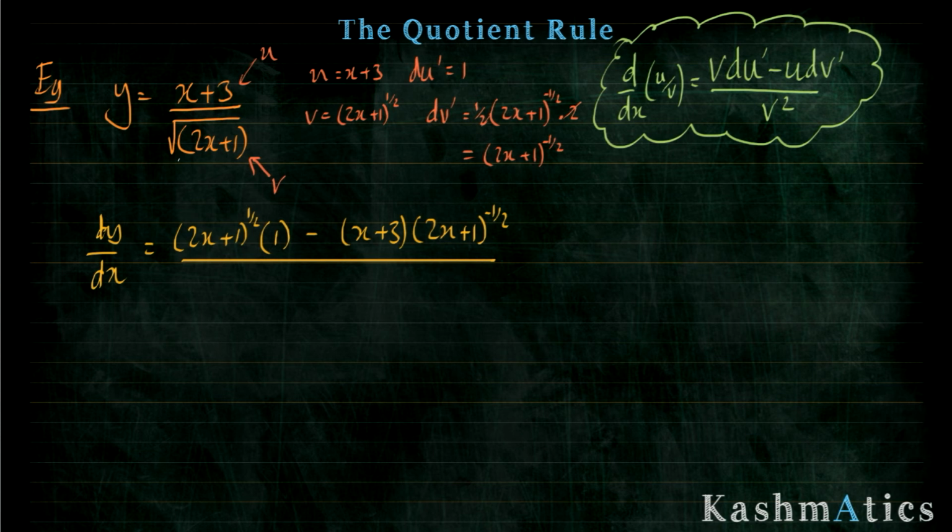Now if you think about it, v squared would just remove this square root sign, so that would be just 2x plus 1.